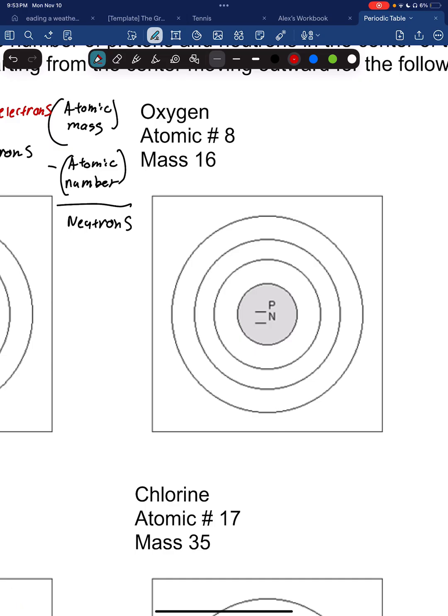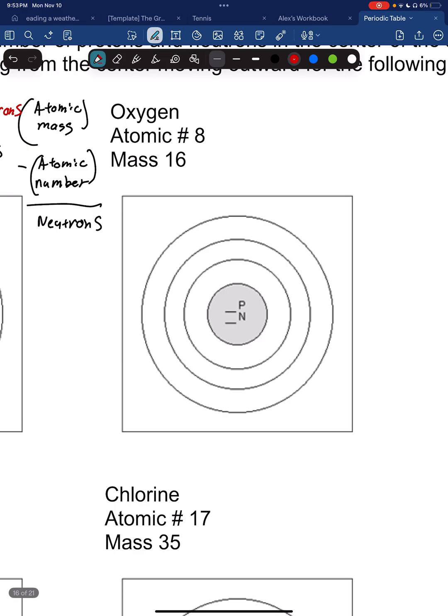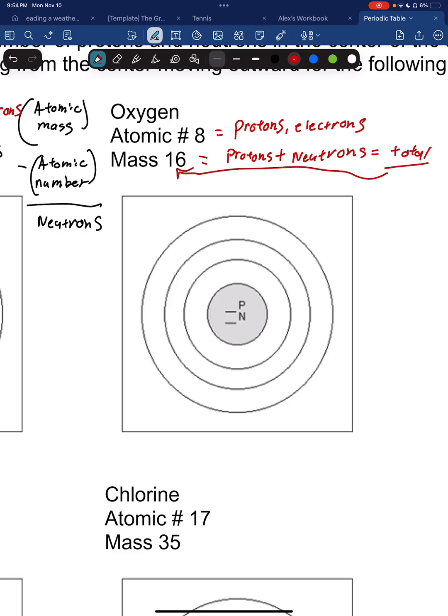Let's do oxygen here. All right. So remember, your very first thing that you should do, right? You got your atomic number. That's going to be your protons and your electrons. And your mass is your protons plus neutrons, and that is your total. Your total is your mass here. Okay. So atomic number 8.